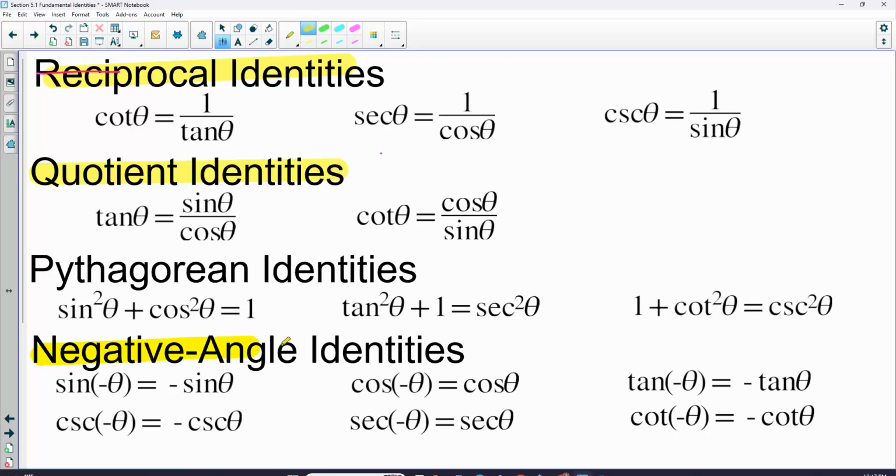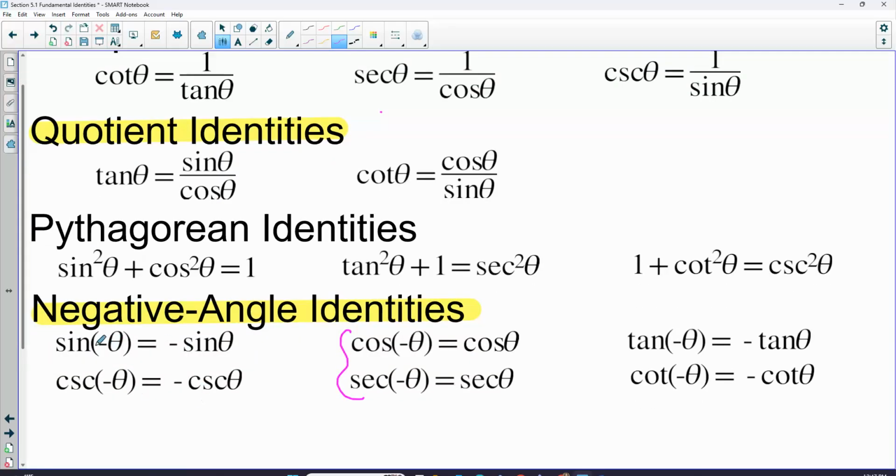And I expect you to know the negative angle identities because we talked about those with graphing. Remember we said cosine and secant were even functions. And so that meant when they had a negative on the angle, we could just drop it. The other four were odd functions, so if they had a negative on their angle, it came out in front. Okay, the Pythagorean identities, these are on our formula sheet. So you do not have to memorize those. Okay, they will be given to you on any test or quiz.